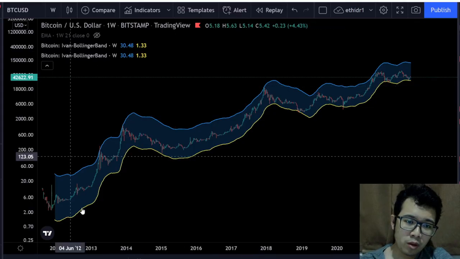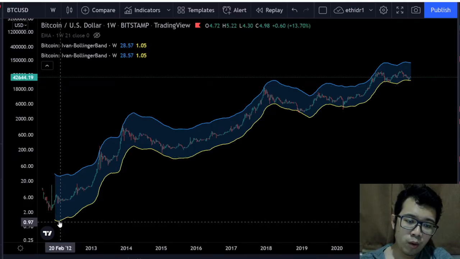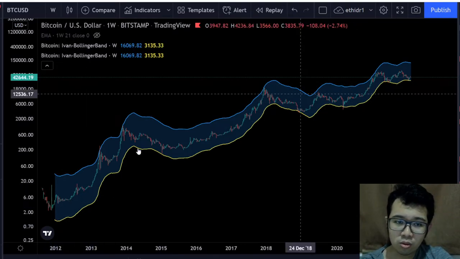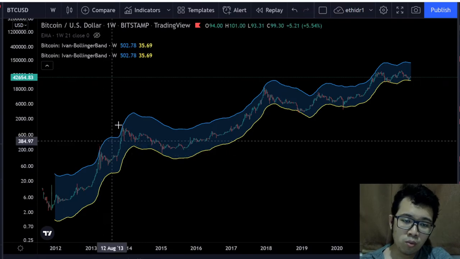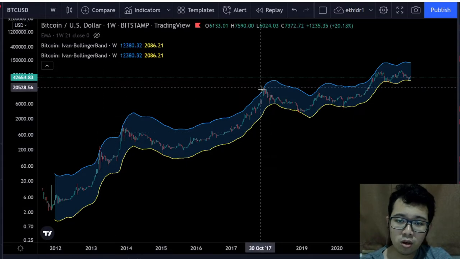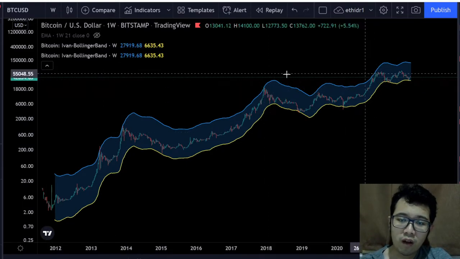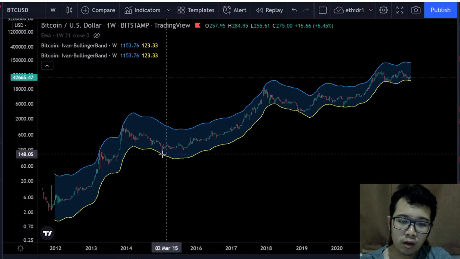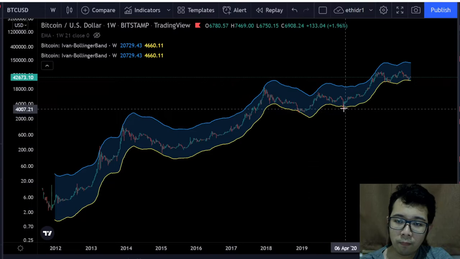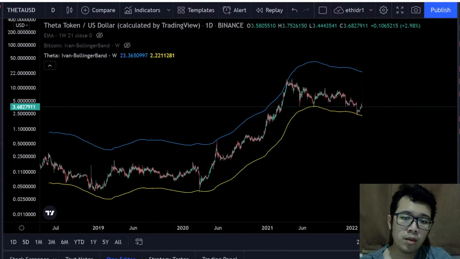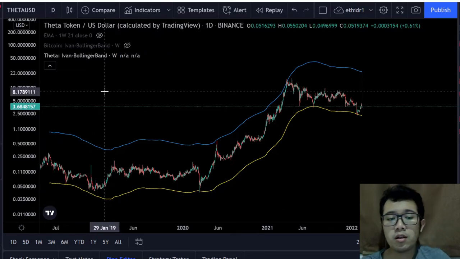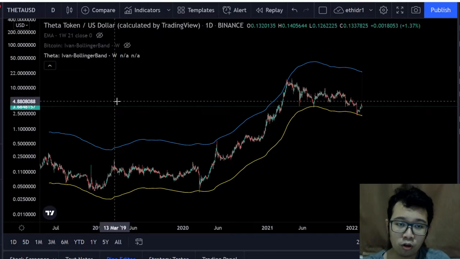So this is Bitcoin from cycle 1, 2012, until the next 10 years. You can find that, look, this is the strong resistance, and this is the strong resistance, and this is the strong resistance. After that, we dump, and every time we hit this yellow line, it's going to go up, it's going to go up. So I implemented the same thing for Theta, but I'm using different values with the same concept.